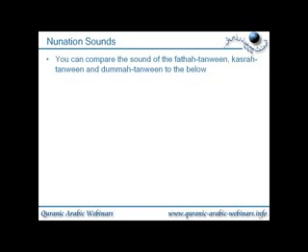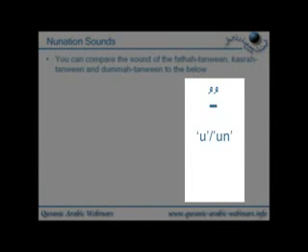Nunation sounds. You can compare the sound of the fatha tanween, kasra tanween and the dhamma tanween to the below. So this is just to help you to see a comparison. Here we have the dhammatain giving the un sound. So if we were to write that as separate letters in Arabic, and we've already covered the sukun, this is the sound you would actually get. So it's like writing a hamza with a single dhamma giving the u sound and the noon sakin afterwards, so it gives a un.